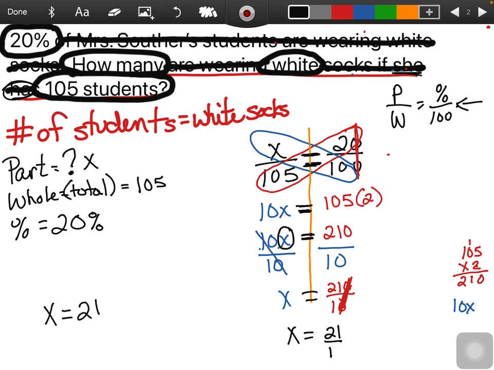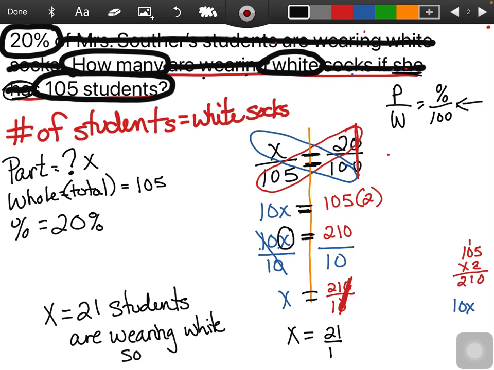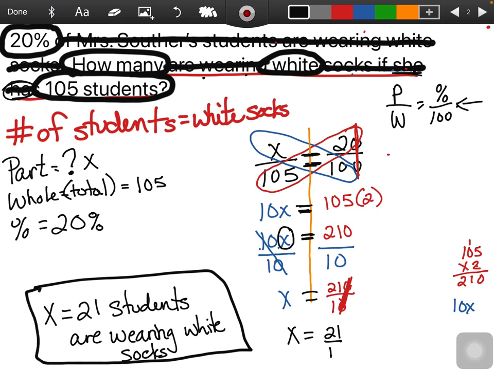21. And then if I go back into what I'm solving for, I'm looking for how many students are wearing white socks. So I know 21 students are wearing white socks. Okay, 21 students are wearing white socks. And I know that because this is my solution, I need to box it. Make sense?